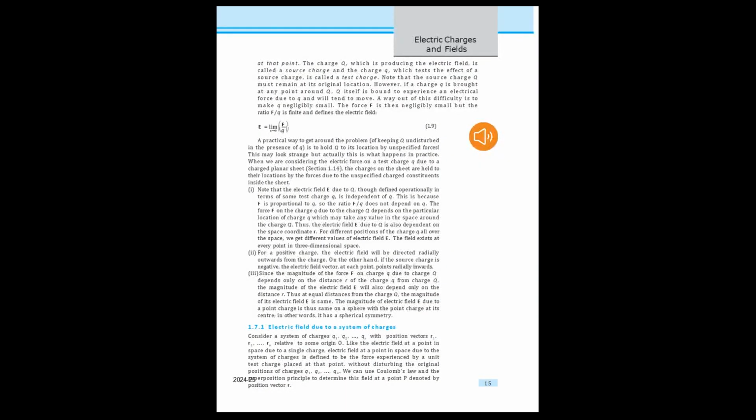Next one. For a positive charge, the electric field will be directed radially outwards from the charge. On the other hand, if the source charge is negative, the electric field vector at each point points radially inwards.